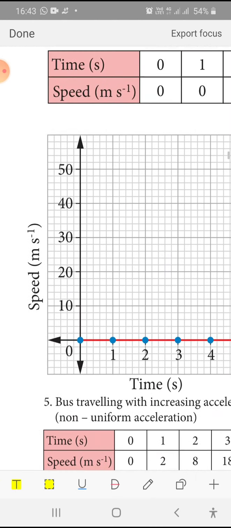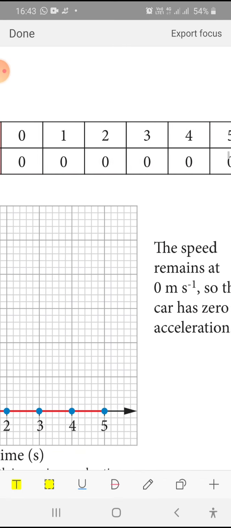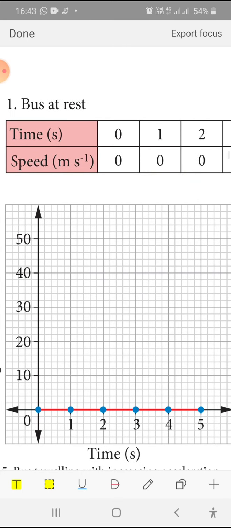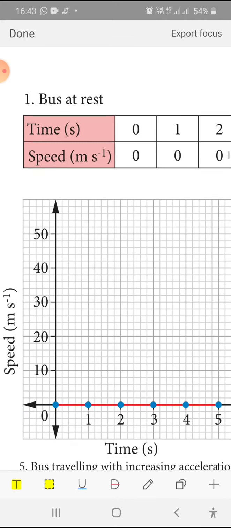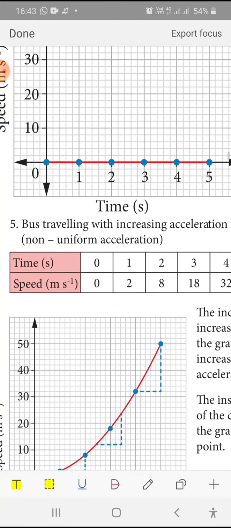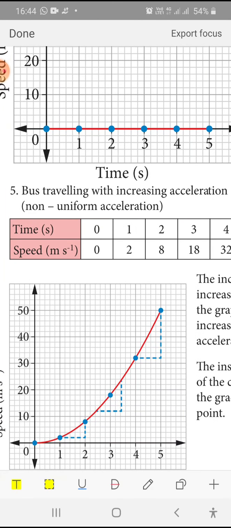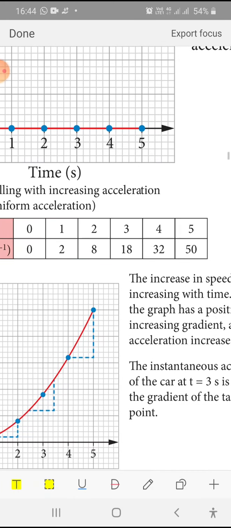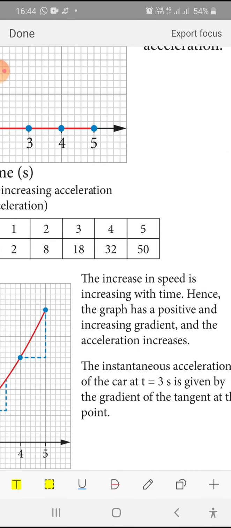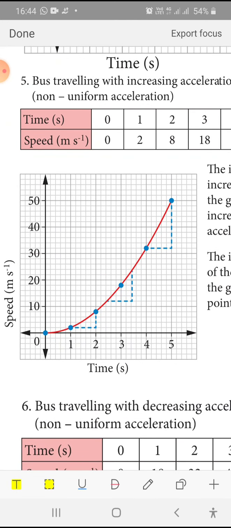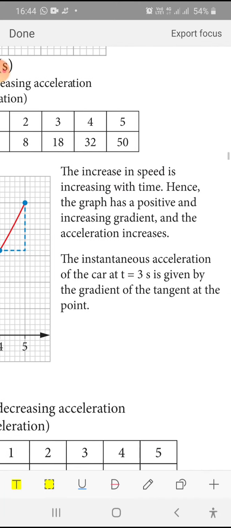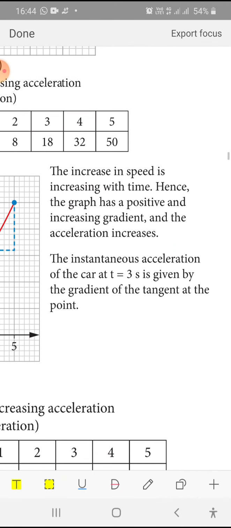In the next graph, there is no speed, 0 0 0. So that means the bus is at rest. Then speed 0, 2 meters per second, 8 meters per second, 18 meters per second, 32 meters per second and 50 meters per second. Like the distance time graph, the speed time graph goes on increasing. The acceleration of the car at t equal to 3 seconds is given by the gradient of the tangent.